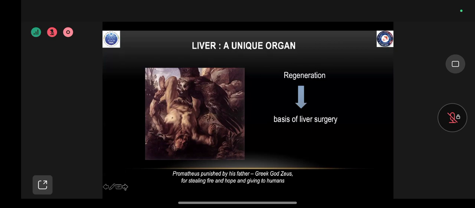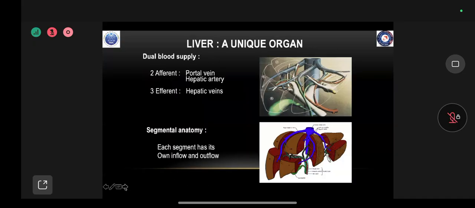This is basically a picture of Prometheus, who was punished by his father for giving fire to the humans. And an eagle used to come and devour his liver every day. When he came the next day, it was found that the liver had grown. So this forms the basis of all oncological liver resection.